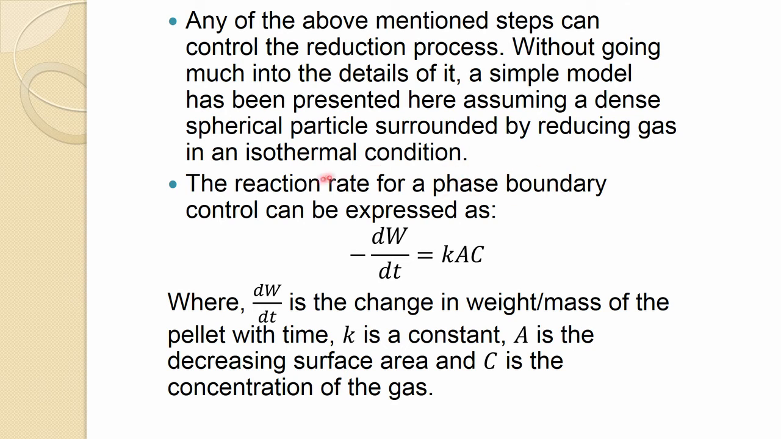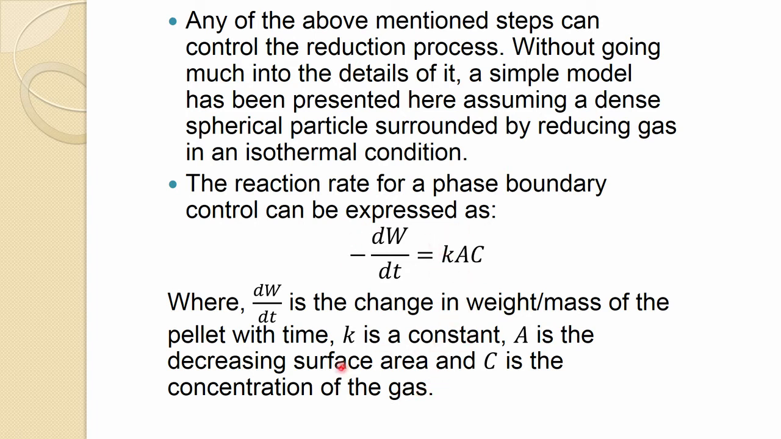If we consider that, then the weight loss can be expressed with time. So that is why it is negative, equal to K A C. So dW over dt is the change in weight or mass of the pellet with time. K is a constant, A is the decreasing surface area, and C is the concentration of the gas.